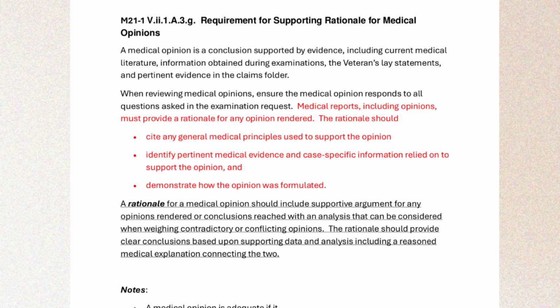The rationale should provide clear conclusions based upon supporting data and analysis, including a reasoned medical explanation connecting the two. A reasoned medical explanation connecting the two. So they're just saying it a different way. How did the doctor come up with that conclusion? It's key. It is key.